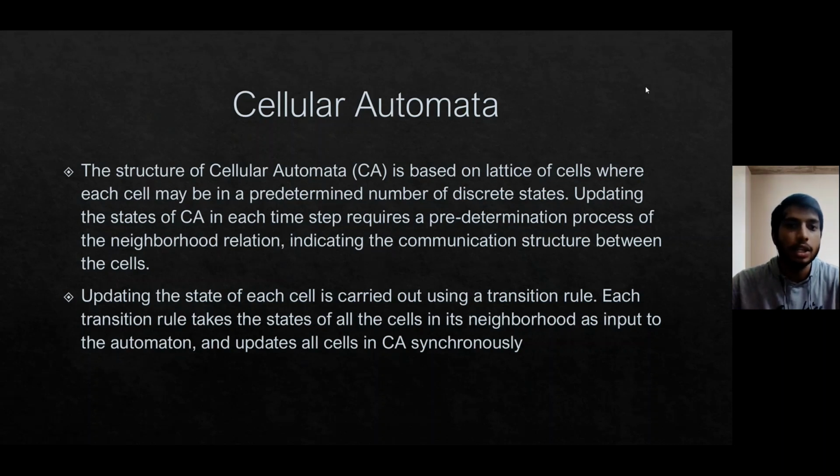Cellular automata. The cellular automata is based on a lattice of cells where each cell may be in a predetermined number of discrete states. Updating the states of cellular automata in each time step requires a predetermined neighborhood relation, indicating the communication structure between the cells. Updating the state of each cell is carried out using a transition rule. Each transition rule takes the state of all the cells in its neighborhood as input to the automata and updates all cells in the cellular automata synchronously.